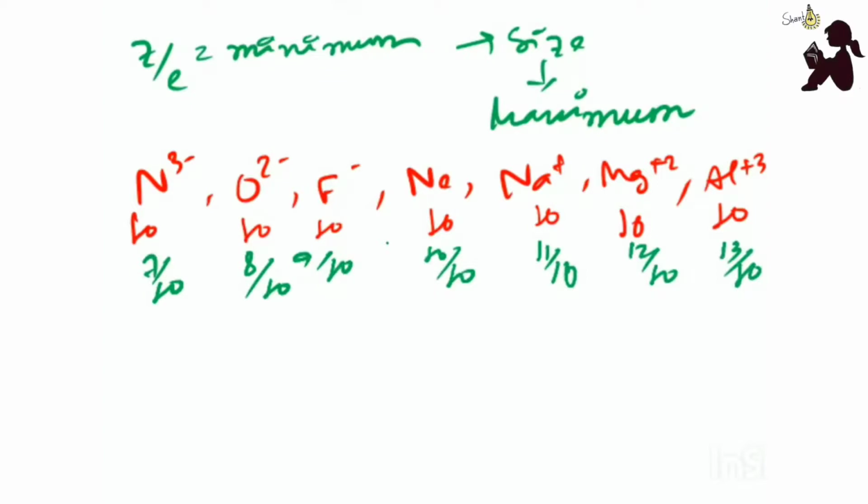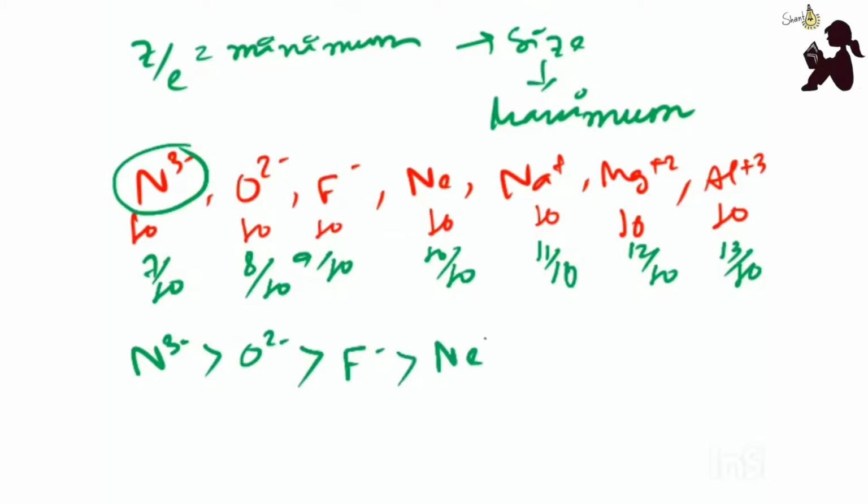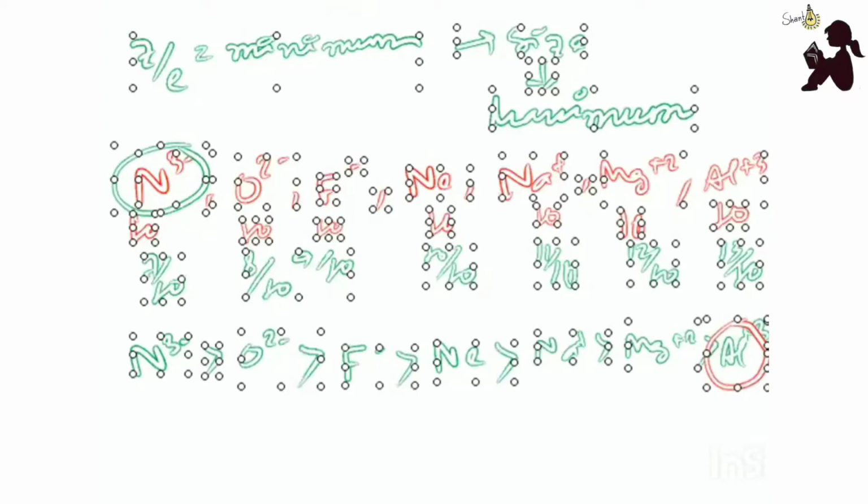So whose value is minimum here? That is our N3 minus, because it will be 0.7, so it will have the maximum size among these particles. So let us write that. After this, the second highest is O2 minus, then F minus because it will be 0.9, then comes Ne because its value will be 1, then 1.1, that is Na plus, then 1.2, that is Mg2 plus, and 1.3, that is Al3 plus. So Al3 plus has the maximum value of Z by E, so it has the minimum size. That's how we conclude in the exam. So here our atomic radii is done.